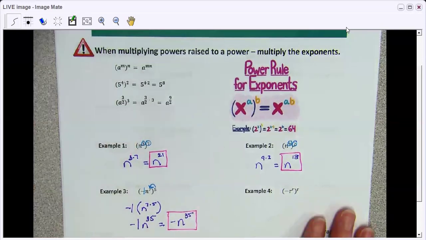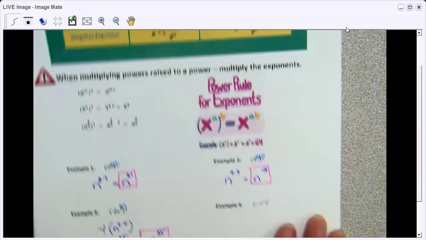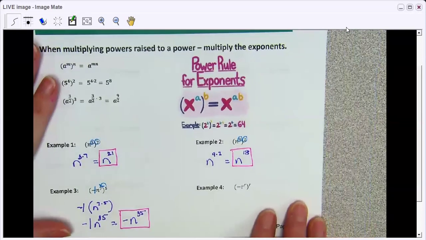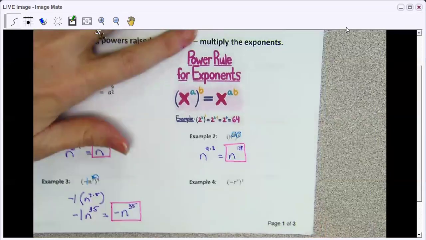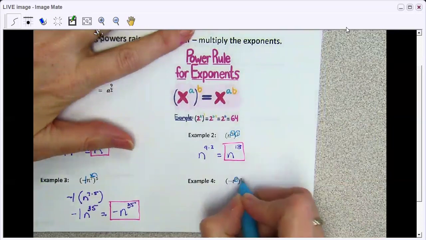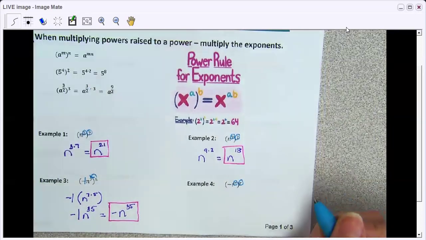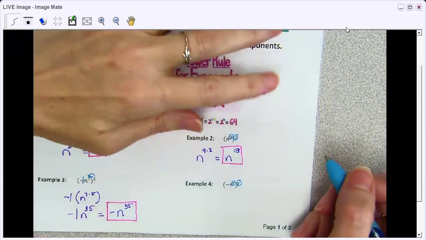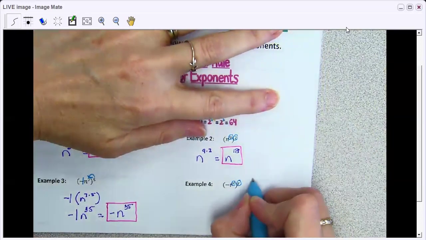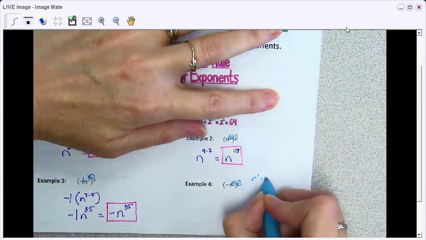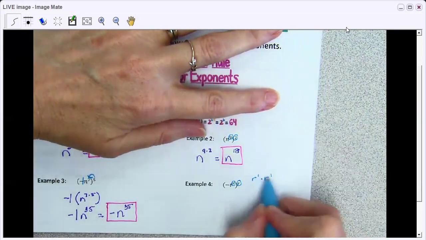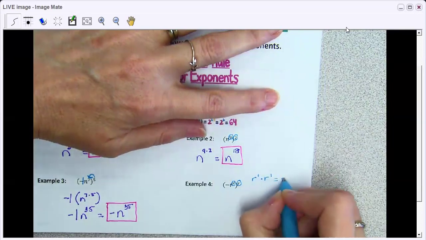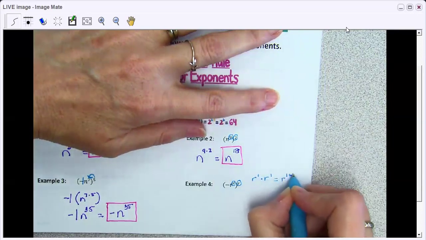Example 4, I put in here because it is going to show up in your homework. And so all we're going to do is multiply the two r's together. And if you remember, when you multiply variables together, it would be r to the power of 1 times r to the power of 1. Okay. And when you're multiplying, you're actually adding the exponent. So it's r to the power of 1 plus 1.